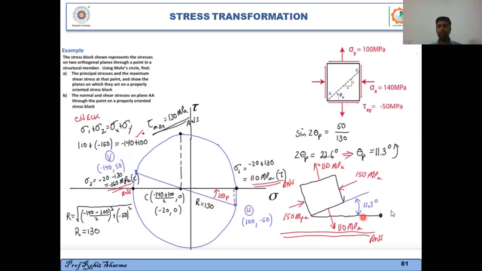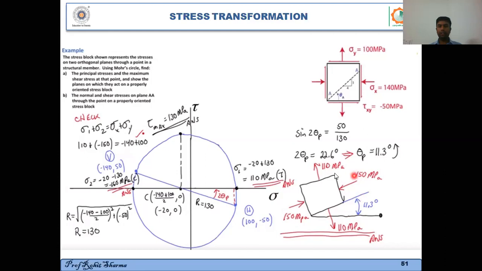So this point is horizontal, so you have to rotate it by 11.3 degrees, in an anti-clockwise direction. So this plane will represent a point where your normal stress is sigma 1, which is 110 megapascal. So the normal stress on this plane will be 110 megapascal. Similarly, the normal stress on this plane will be 110 megapascal, and on the remaining two faces it will be minus 160 and minus 160, sorry, minus 160 megapascal.